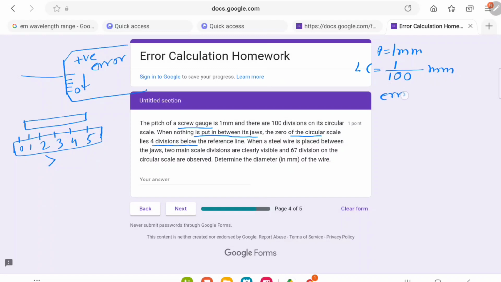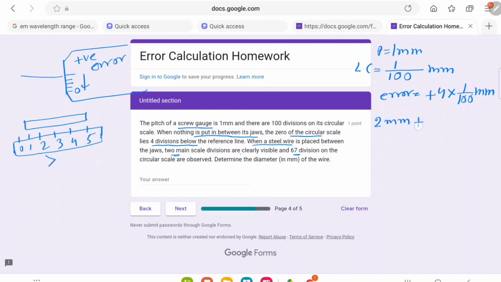How much positive error is that? That is 4 divisions on the vernier scale, or 4/100 millimeter. Now they have put the steel wire in between the jaws. So now we are taking the measurement of our object, and it is 2 main scale divisions. So our reading is 2 main scale divisions, that is 2 millimeter, and 67 divisions on the circular scale.